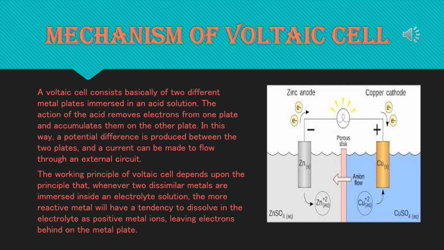The working principle of the voltaic cell depends upon the principle that whenever two dissimilar metals are immersed as electrodes inside an electrolyte solution, the more reactive metal will have a tendency to dissolve in the electrolyte as positive metal ions, that means as cations, leaving electrons behind on the metal plate.